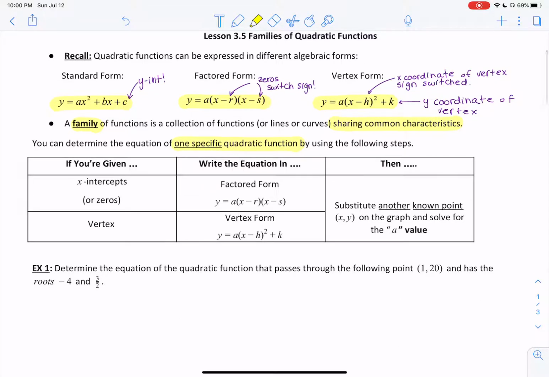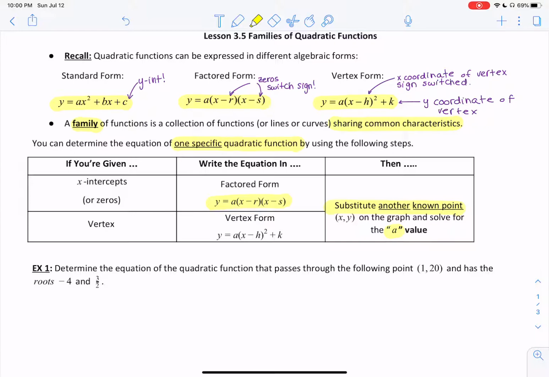If I'm given the x-intercepts or zeros, I'm looking at going into factored form. And once I sub in my zeros for r and s, don't forget to switch the signs, then I can sub in another point to find a.